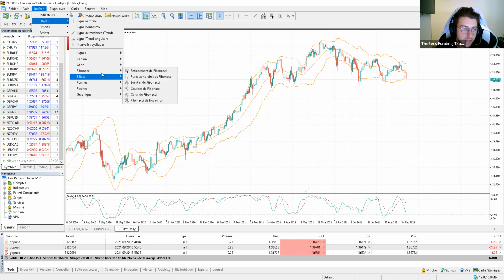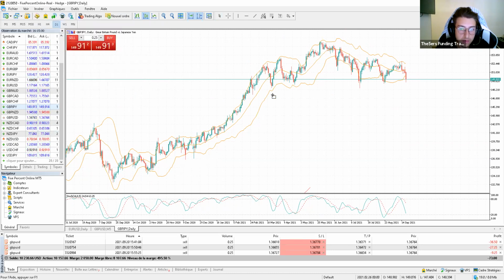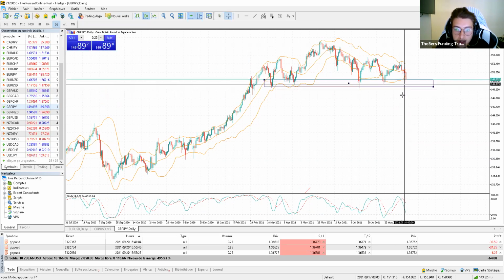We have this demand zone here. Okay, so that's actually where the market is starting to make a small reaction today. Okay, there is a sharp drop. So the market is starting to react.